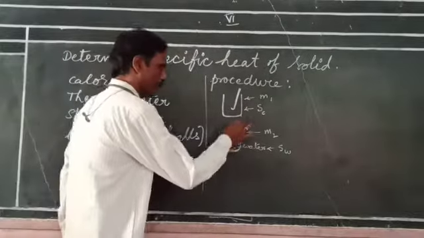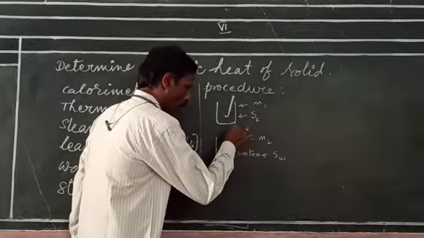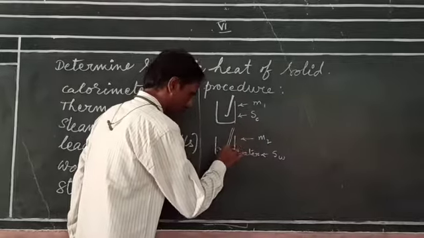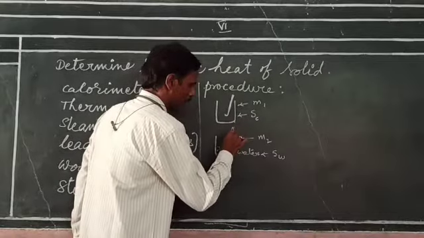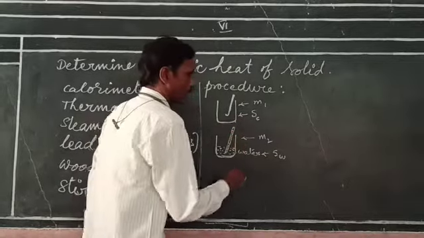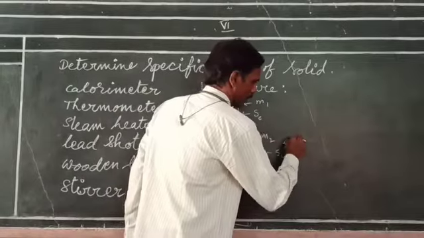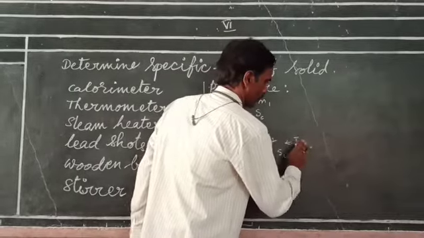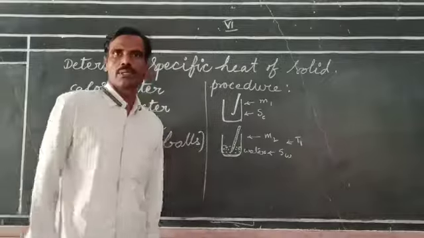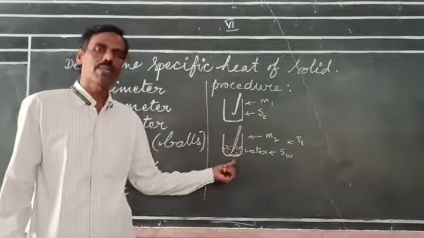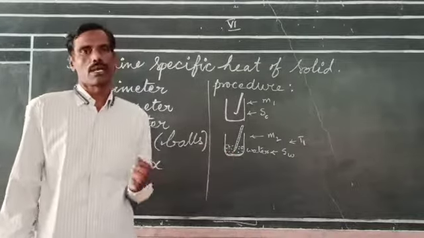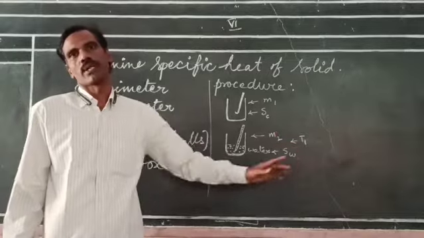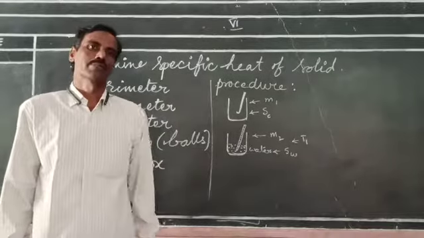Now find the temperature of water. Find the temperature using a thermometer. Now the temperature of this is equal to T1. That is, both calorimeter and water are at temperature T1. Maybe it is room temperature.